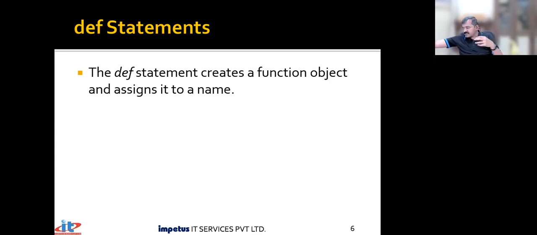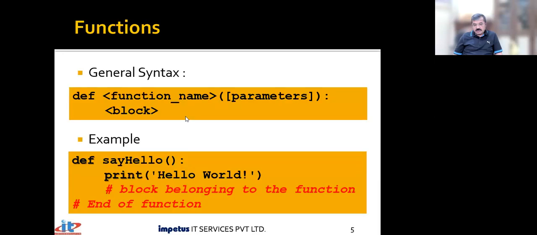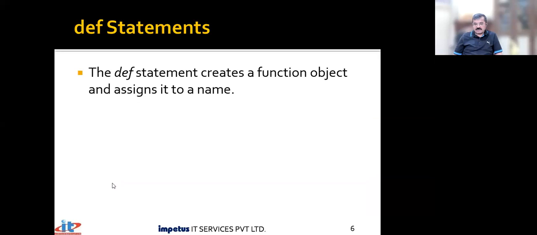So there is a type like string. You can say there is a type called function. And so every time we create a function, we'll say it's an object of function type. So the def statement creates a function object and assigns a name to it. So when I say def sayHello, an object is created and that object has a name called sayHello. And what is that object containing? These statements, identifying this particular statement, print hello, whatever it is.